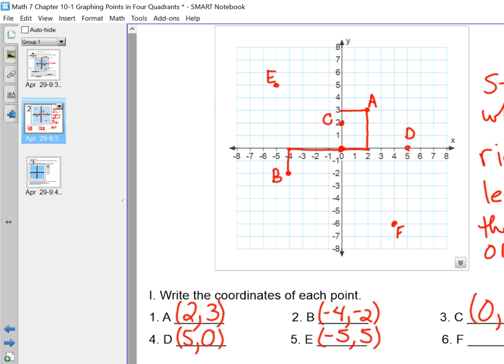Again, try to find the coordinates for point F. Did you come up with 4, negative 6? Because from the origin, we move 4 places over, which would be positive 4, to our right. And then we're going down to negative 6, which is a negative type of movement.